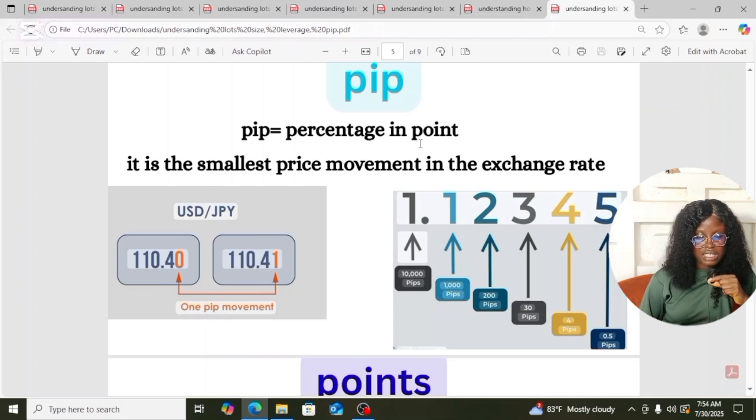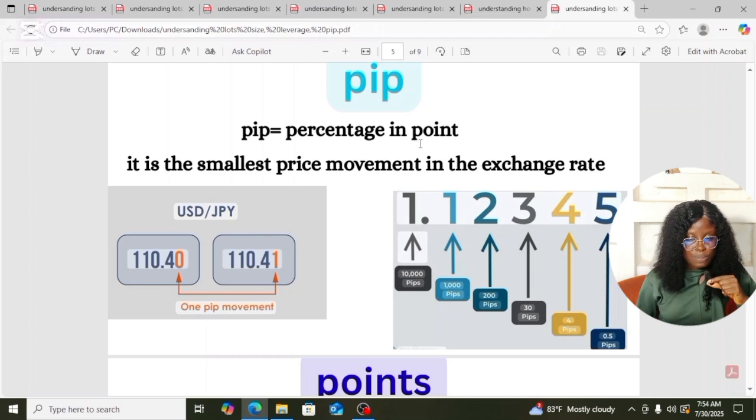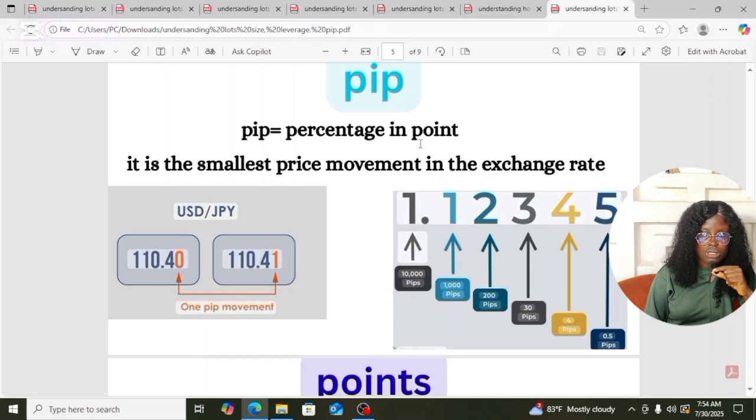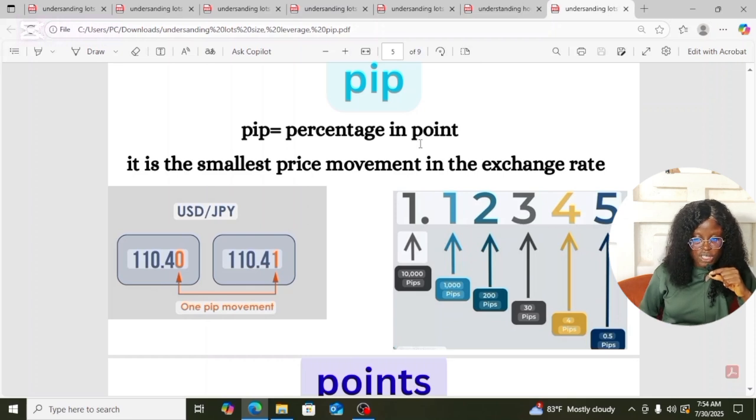Pip is the percentage in point. Pip is just the movement in the market. You understand? It's just the little movement in the market or the massive movement in the market. So all those movements in the market, I say, we took a trade today and we gained 50 pips. We traded today and we lost about 40 pips. You understand? So pip is just the movement in the market, either small movement or massive movement. That's what the pip is.